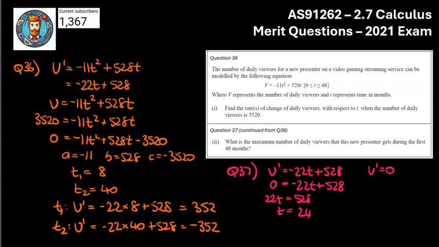So now that I've got that, I can substitute 24 back into my original function to find out the number of viewers at that point. So the viewers at that point will be equal to negative 11 times 24 squared plus 528 times 24. And putting that into your calculator, I got 6,336. So the maximum number of viewers this streamer got in a given month was that number there.